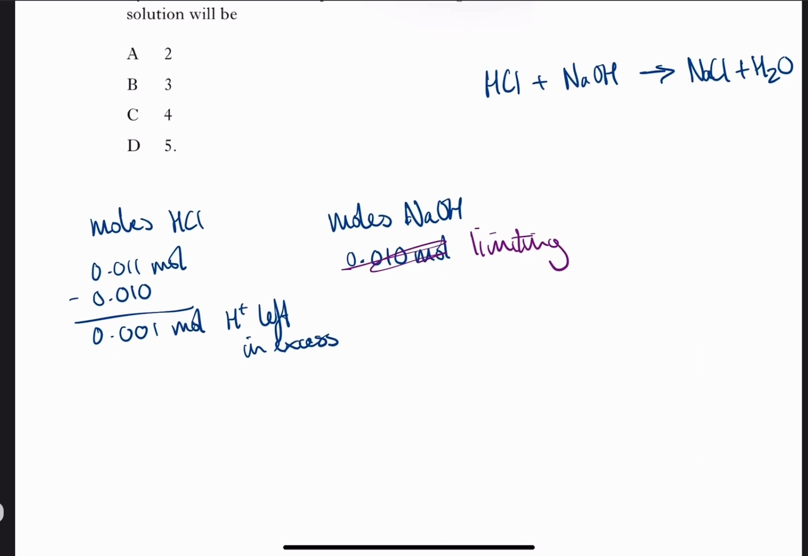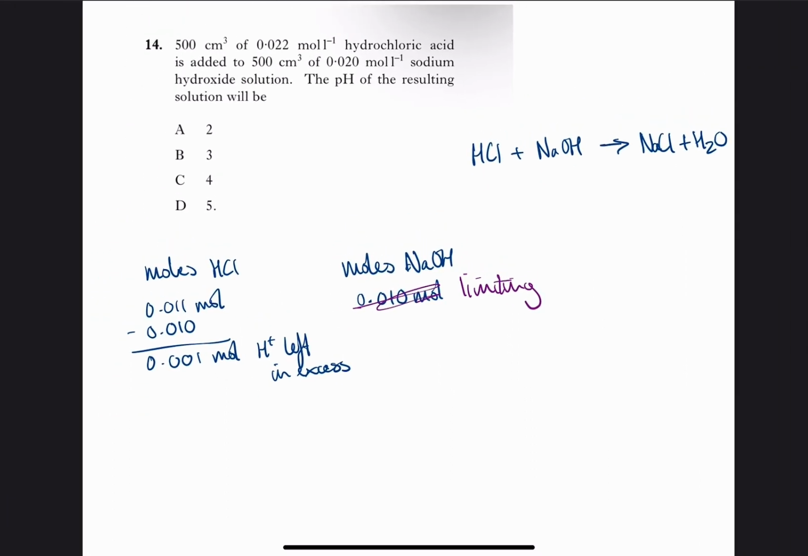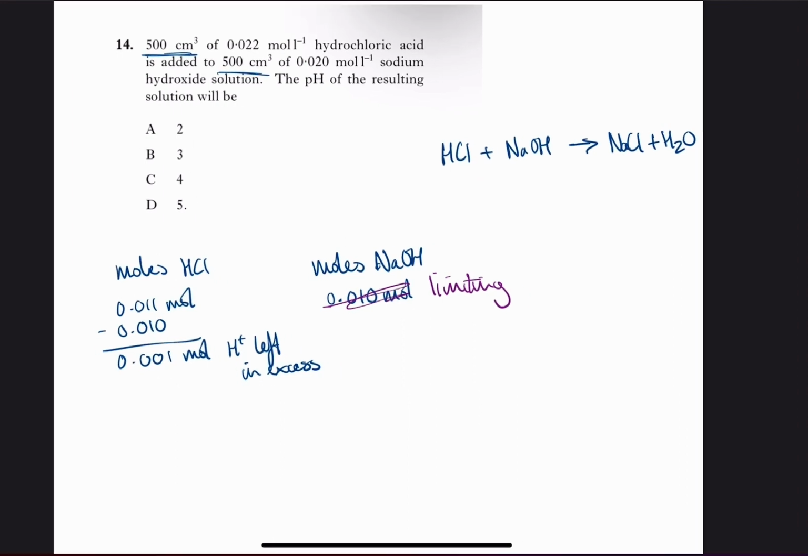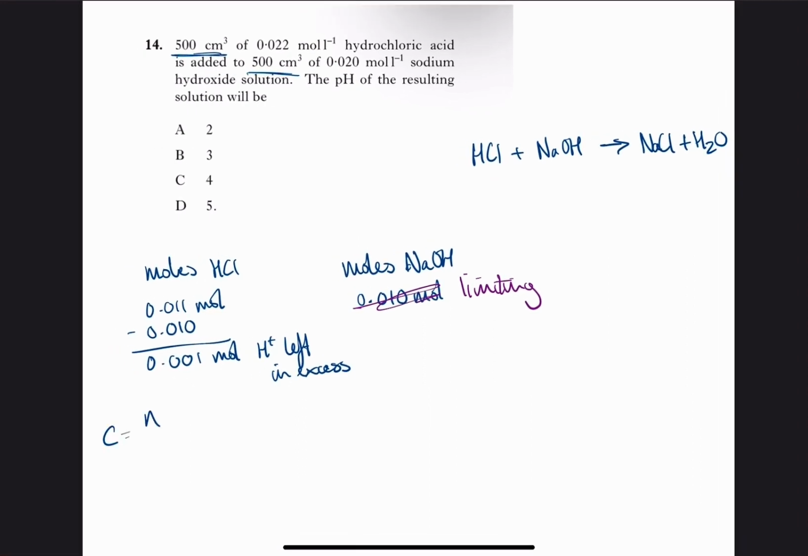Okay, now we know how many moles of hydrogen ions are left in excess. We can use the pH equation to work out what the pH of the solution is. However, just in case the whole solution isn't a litre, although it is in this case, we need to work out the new concentration. So c is n over v, so the moles of hydrogen ions that are left over divided by the total volume of the solution, which is now a litre because you had 500 plus 500. So obviously that's just going to give us the same number back out. So that's the new concentration of hydrogen ions, or of acid.